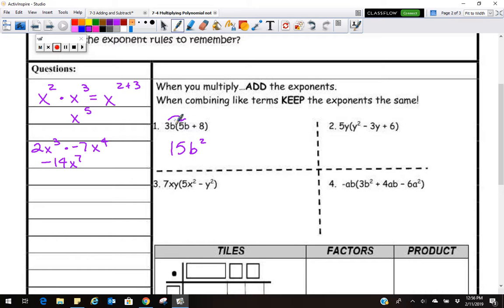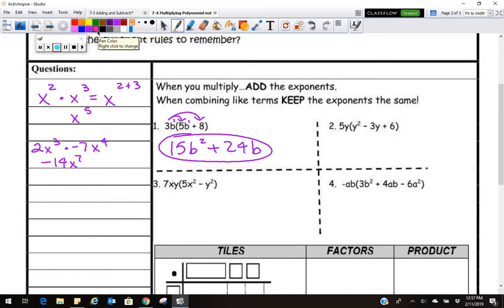Remember, both of those have an exponent, invisible 1. Then you multiply 3b times 8. That gives you 24b squared. I'm sorry, just 24b.